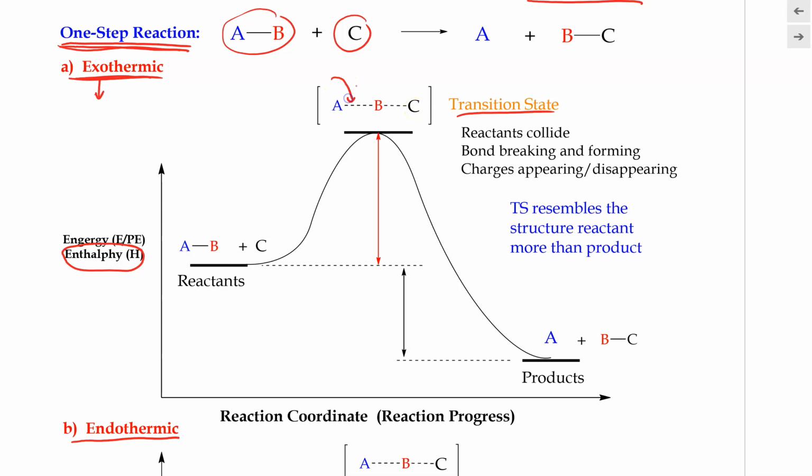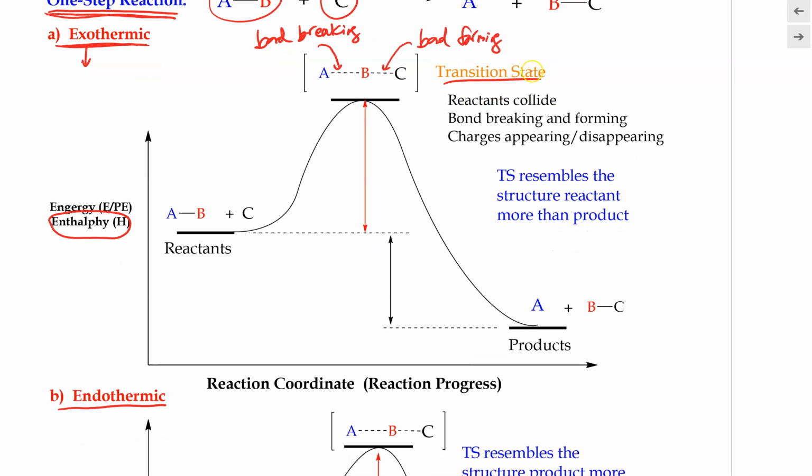So this means that this bond right here is being broken. So bond breaking. And this line is showing bond forming. And this will then be the structure of the transition state. So again, in the transition state, the reactants are colliding, bonds are breaking and forming, and charges are also appearing and disappearing as well.